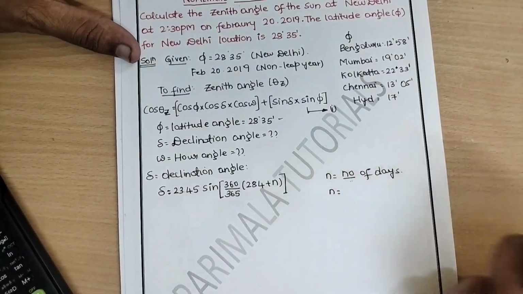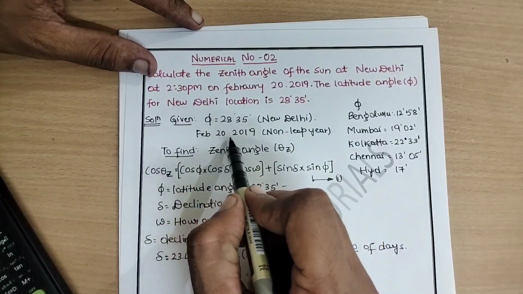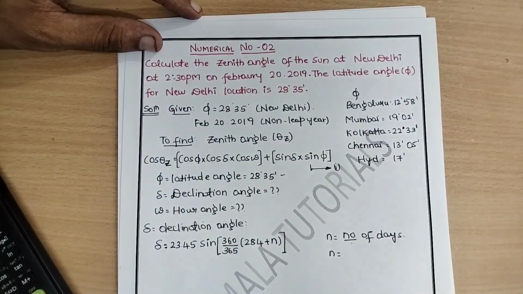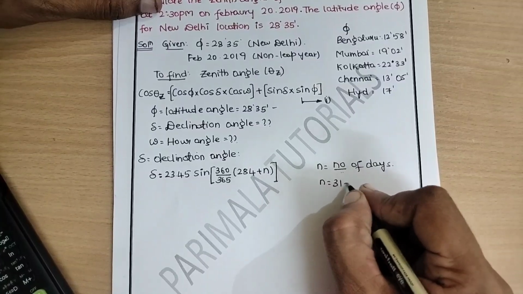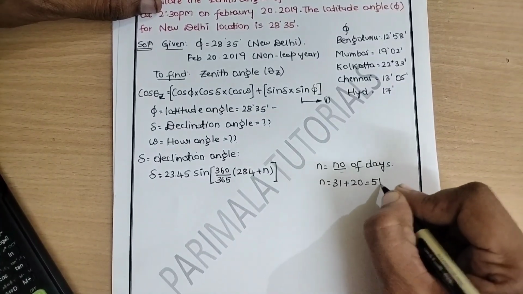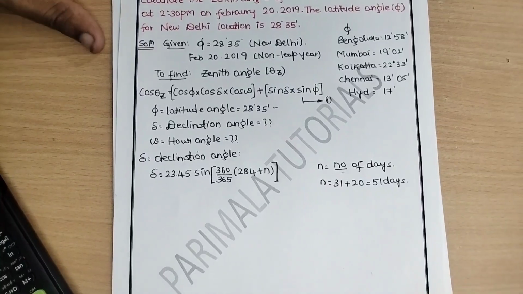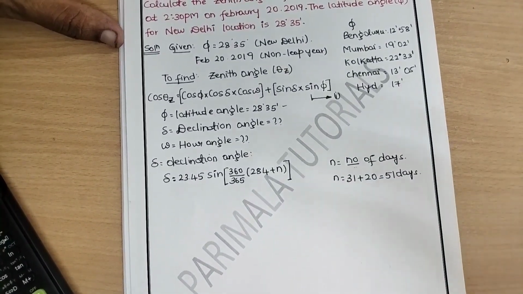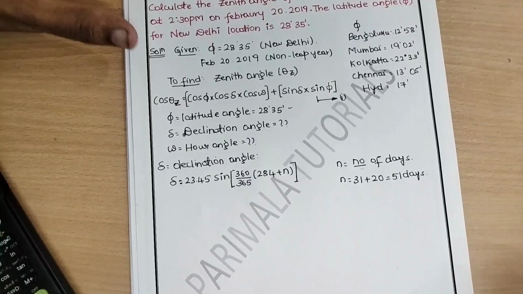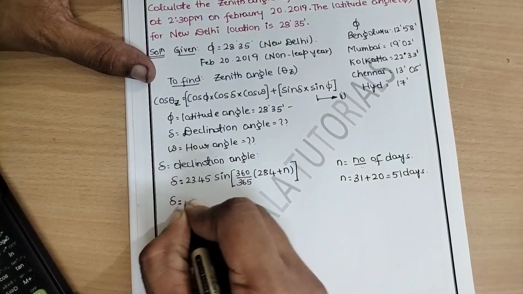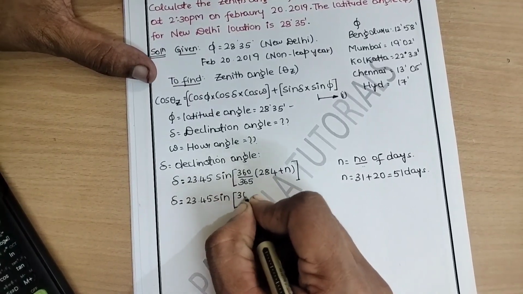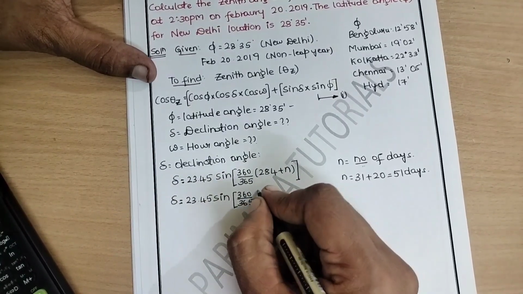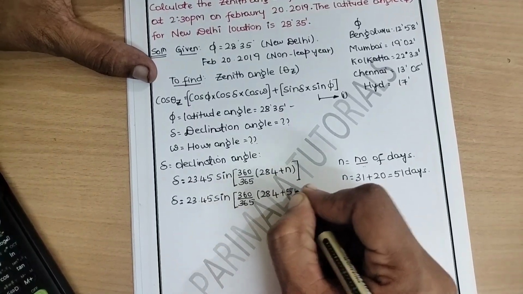So n for February 20 means the 31 days in January plus the first 20 days of February. Very simple. We need not use a calculator for this one. 31 plus 20 is 51 days, that is n, for the date we wanted to calculate the declination angle. Therefore delta is equal to 23.45 sine of 360 divided by 365 into 284 plus 51.